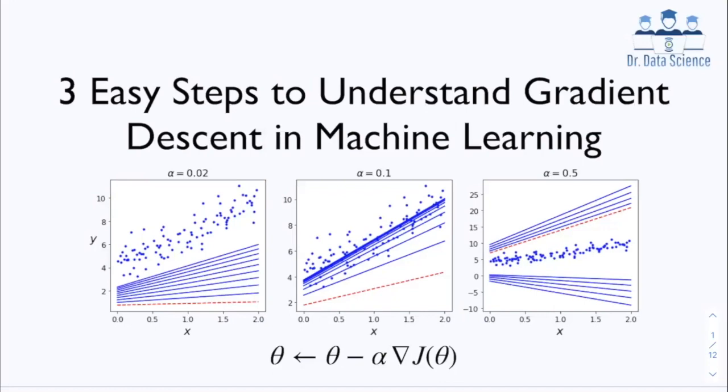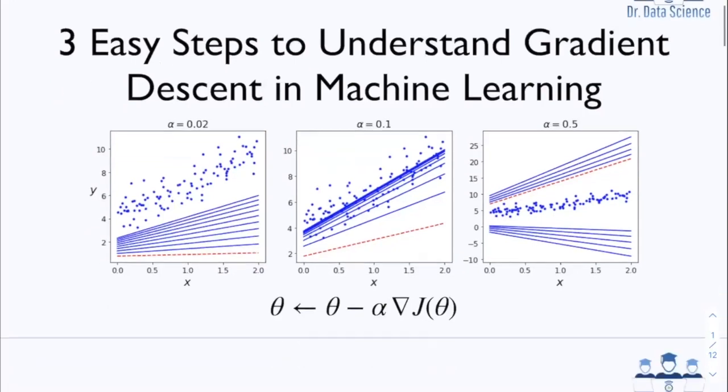In this video, we discuss gradient descent, which is a popular optimization method in machine learning. And the goal here is to use basic knowledge of calculus to understand what gradient descent is in 3 simple steps. And to do so, we use linear regression as a motivating example.